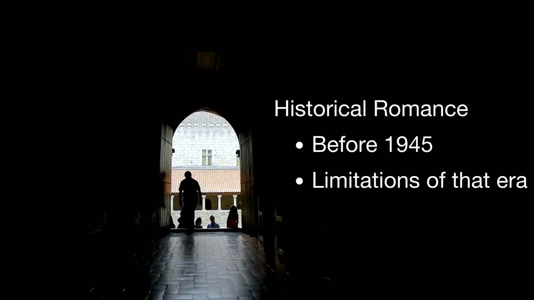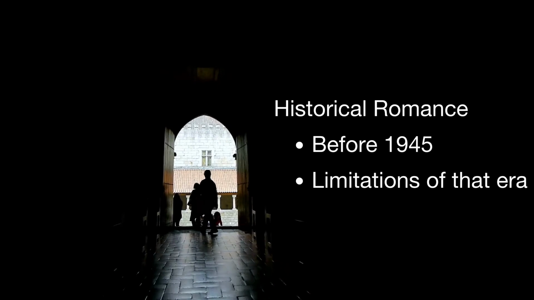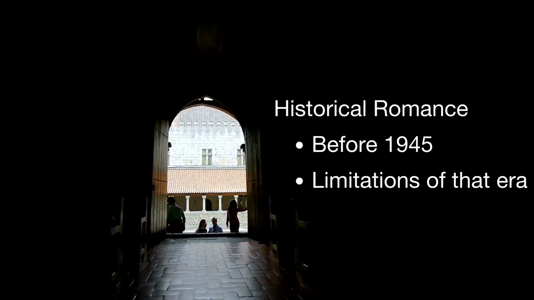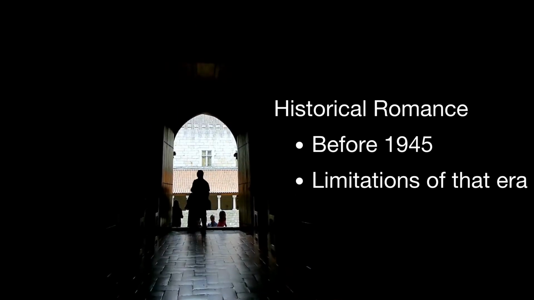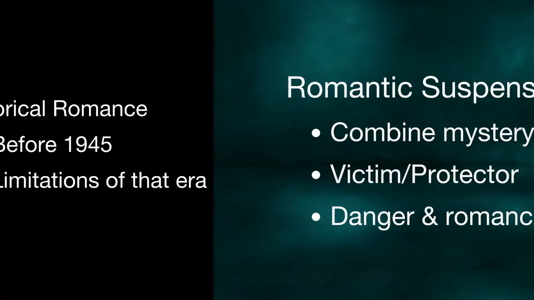Historical romance. Historical romance novels are set before 1945 and rely on the accurate portrayal of the period. Everything that occurs or exists in a historical romance is affected by the limitations of that era, and attention to detail is an integral part of the writing process as well.